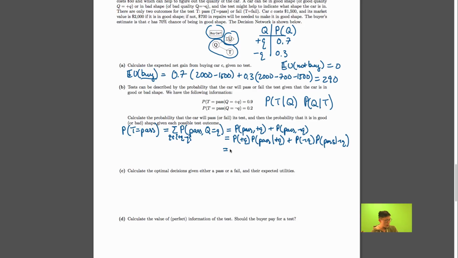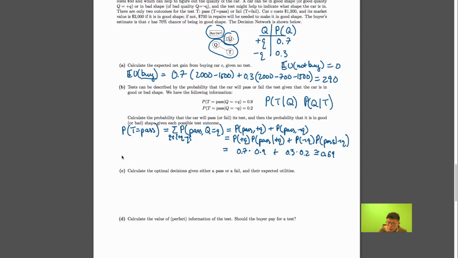Right? And then these are all quantities that we know. So I'll just plug in the numbers. This is 0.7, this is 0.9, and this is 0.3, and this is 0.2. Added together, it is approximately 0.69.